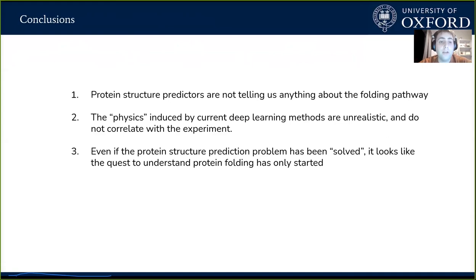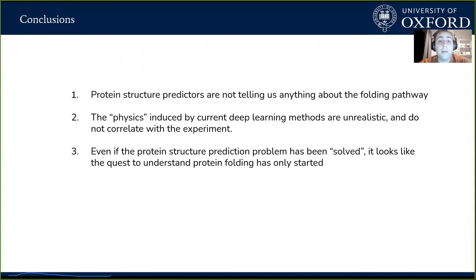This leads me to think, also from the correlation that I mentioned before, that methods that use more physics are slightly better at predicting the folding pathway, even though perhaps the structure is not. It leads me to conclude that the physics induced by current deep learning methods, like those used in trRosetta, RaptorX, or DMPfold, are unrealistic and do not seem to correlate with the experiment or anything that we're looking at.